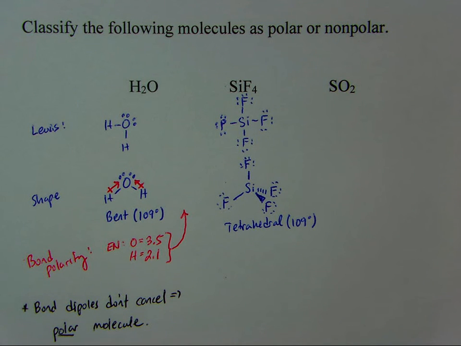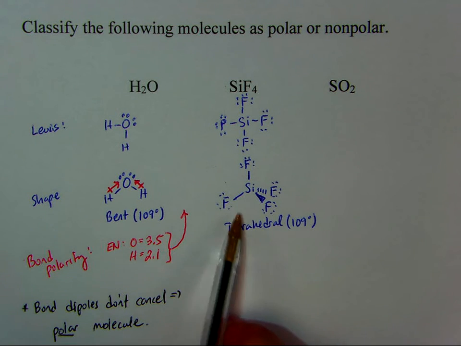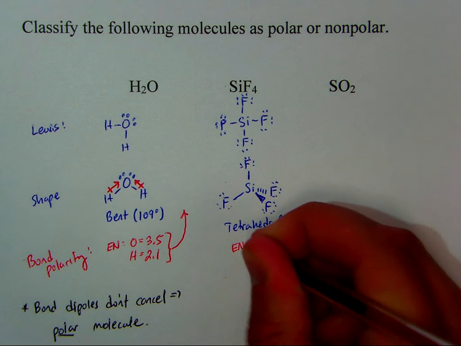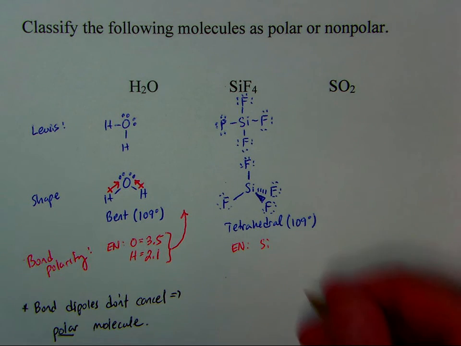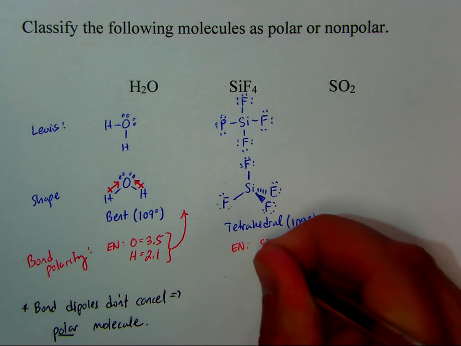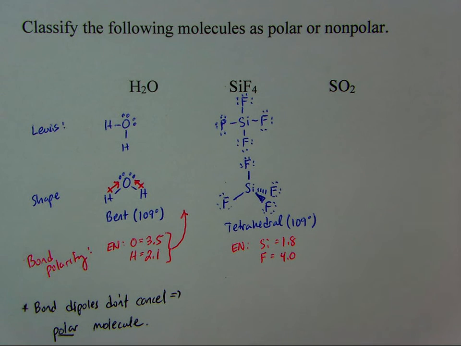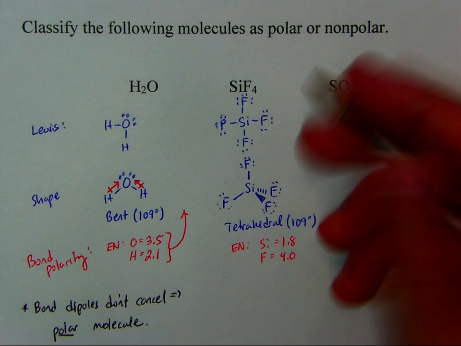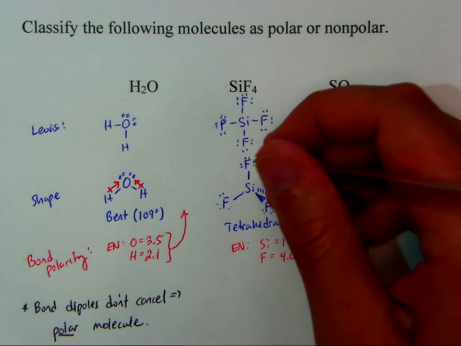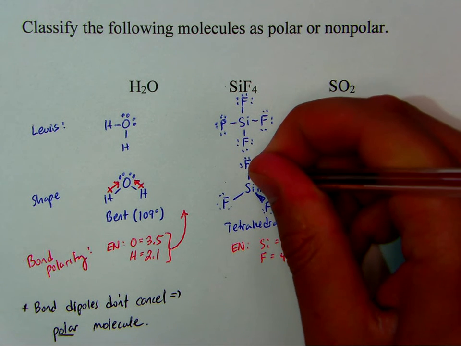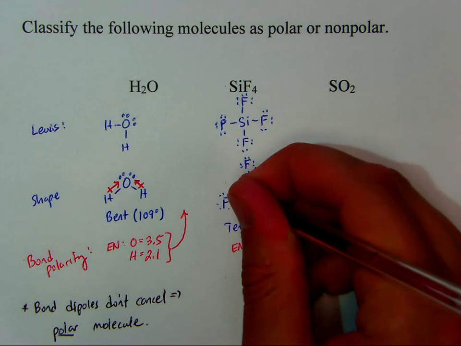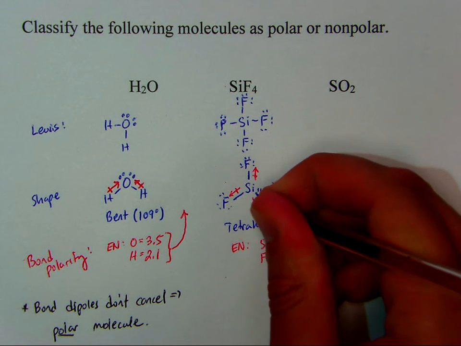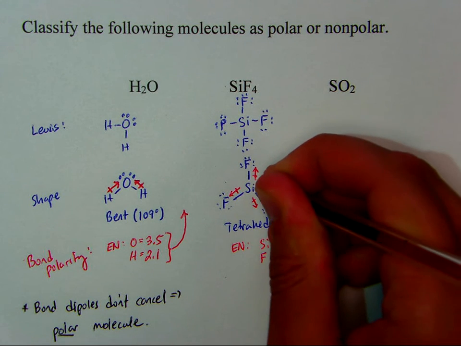Okay. Once we know that, we need to think about the polarity of the bonds. So we need to know electronegativity values. Electronegativity of silicon, we can look that number up. It's 1.8. Fluorine is 4.0. These are definitely going to be polar bonds because there's a huge electronegativity difference here, right? The bond dipoles are going to point from the less to the more electronegative, so they're going to point from silicon to fluorine for each bond. So there's a bond dipole for each of these bonds that's parallel to the direction of the bond in space.